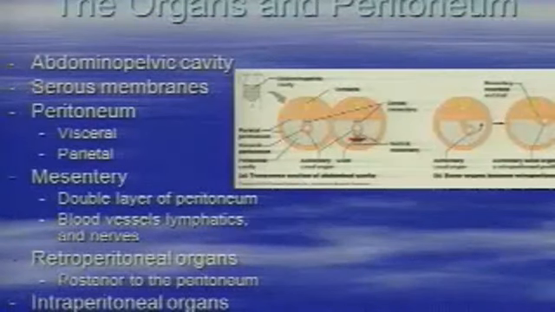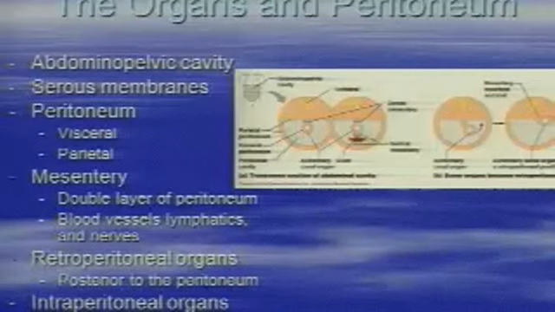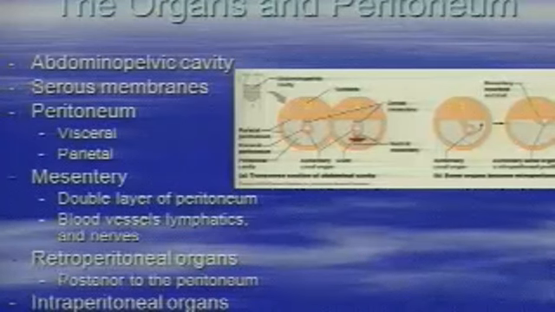The organs in the peritoneum. Now, just a little review. Okay? The abdominal pelvic cavity has these serous membranes which line it. There are membranes on the body wall. There are membranes on the organ. Okay? So, the peritoneum, guys, is the area below the diaphragm and above the pelvic basin. So the peritoneum is the whole abdominal cavity.